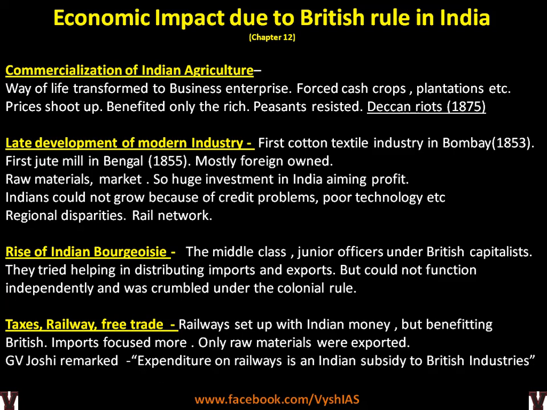There is one statement actually, yeah, this is one. G.B. Joshi remarked that expenditure on railways is an Indian subsidy to British industries. So whatever investment was made in railway, it was like the Indian people giving a subsidy to the British industries, like the government is giving subsidies to Indians now for their growth. It was something which Indians gave to the Britishers for the growth of their industries. So this is, I think, the last thing in this chapter.